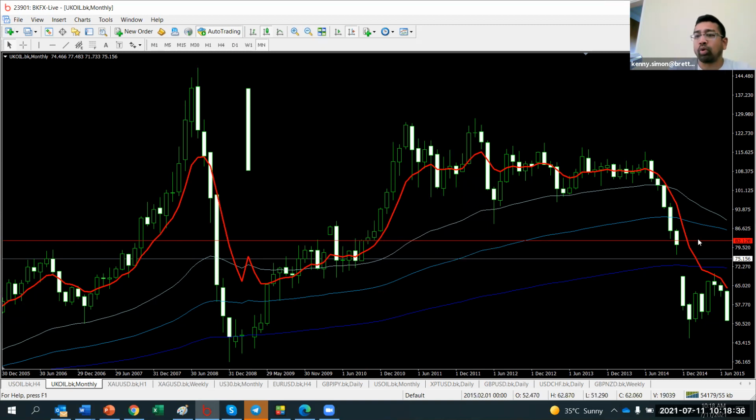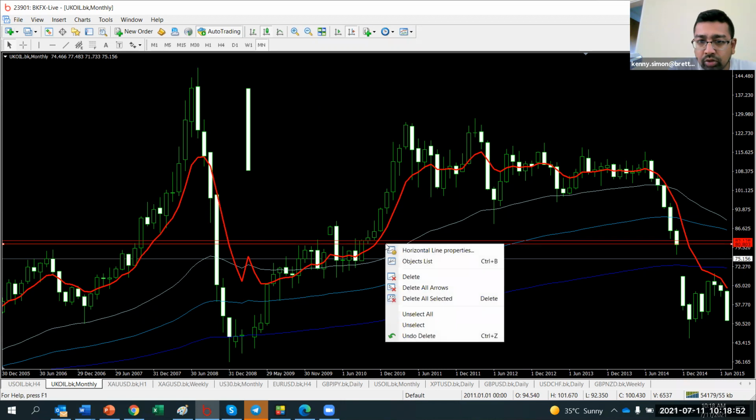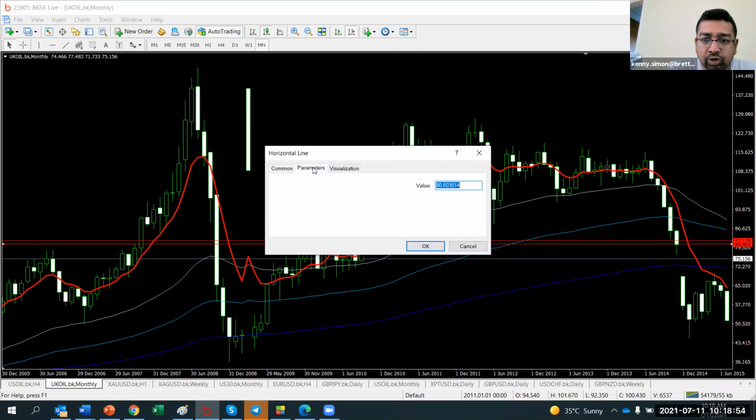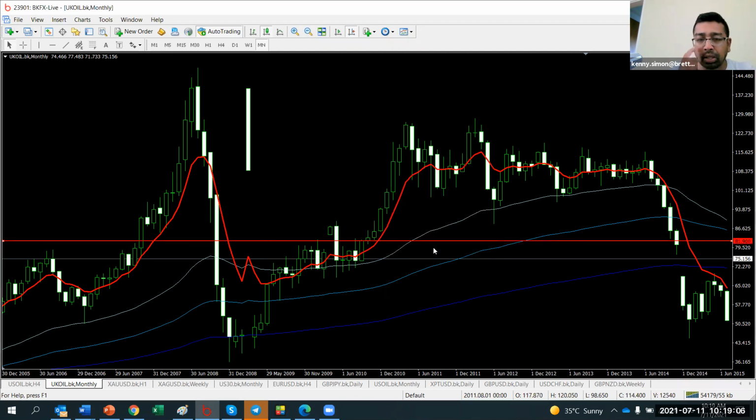So 82.12. What I would think is an ideal exit area would be better if it is under 82.00. So 81.90 should actually be the area that you need to exit as well. So this is your potential exit. The TP area is 81.90 before it reaches 82.00. Okay, so 81.90 right here.